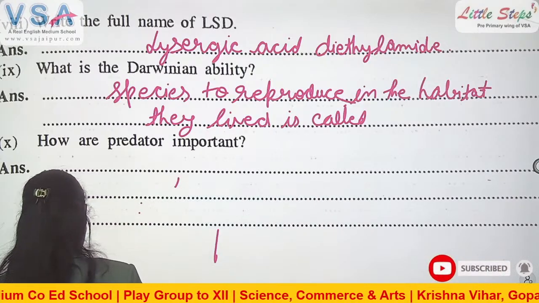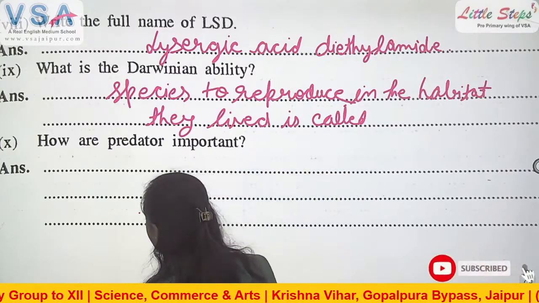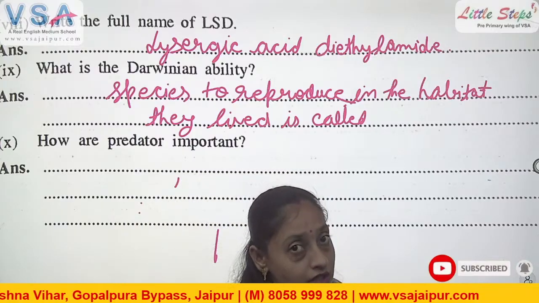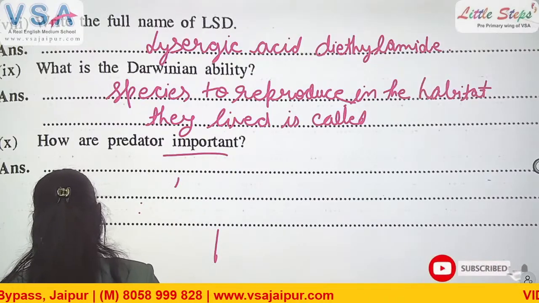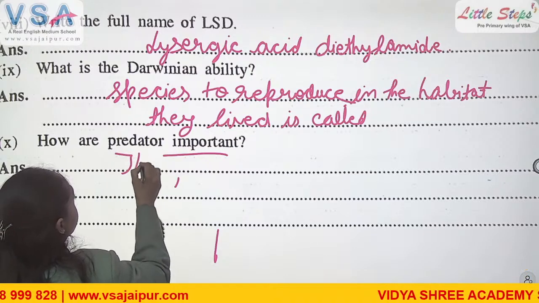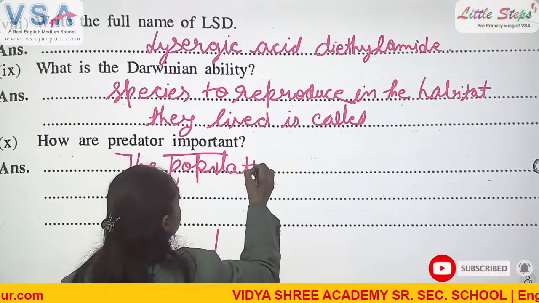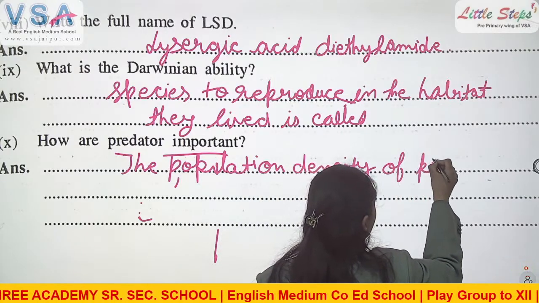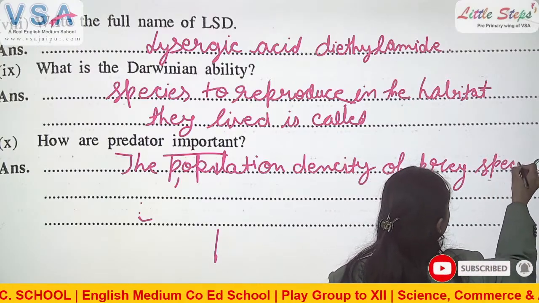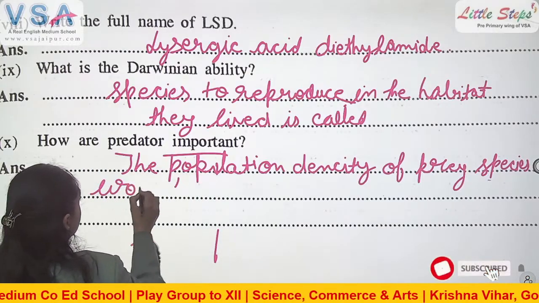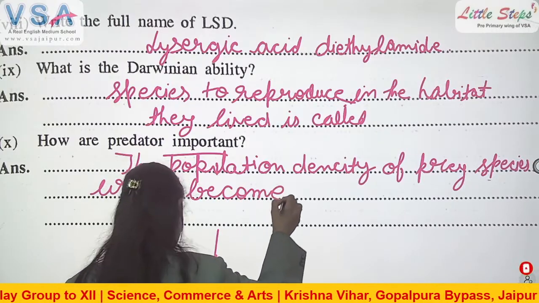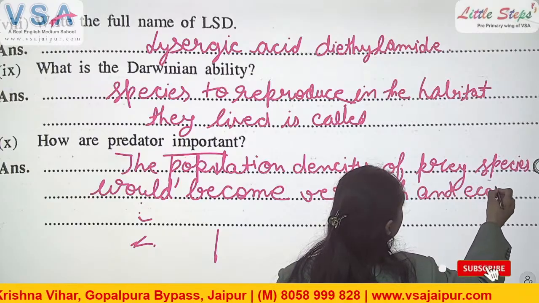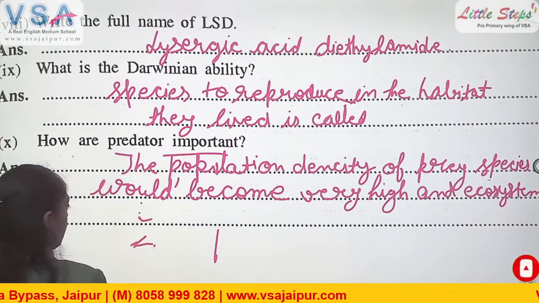How are predators important? Predator कैसे important होते हैं? वो अंडर कंट्रोल, वो किसको कंट्रोल करते हैं? ओके. तो वो आपका आ जाएगा, were no predator, the population density of prey species would become very high, ठीक है, and ecosystem would become unstable.